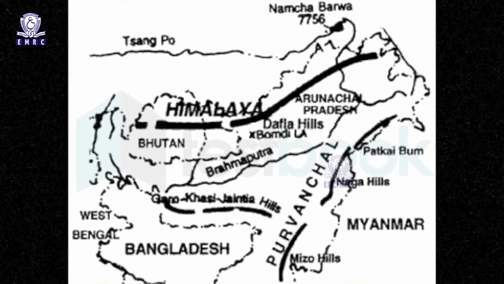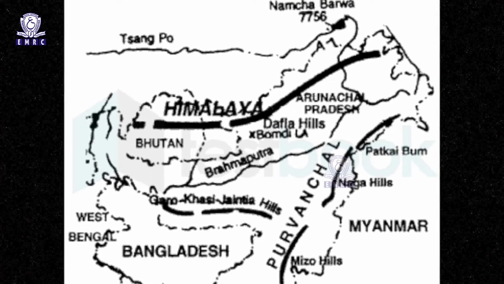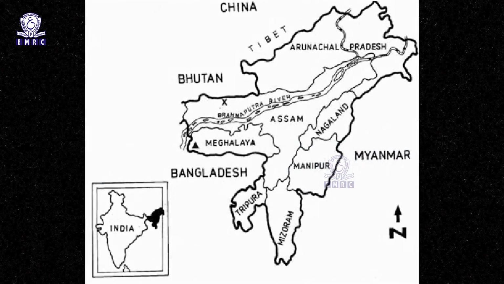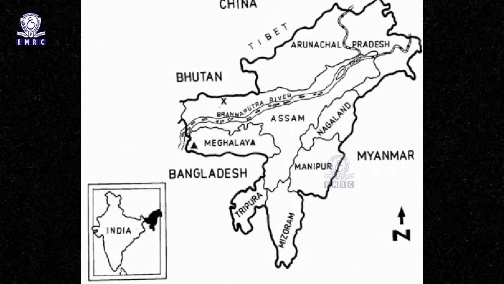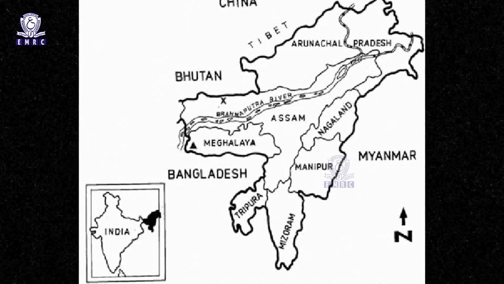The main hills of the Eastern Himalaya are Patkai Bum in Arunachal Pradesh, Naga Hills in Nagaland, Manipur Hills, Blue Mountains in Mizoram, Tripura Range and the Barail Range. On the border of Nagaland and Myanmar lies the Arakan Yoma. These hills are heavily forested.